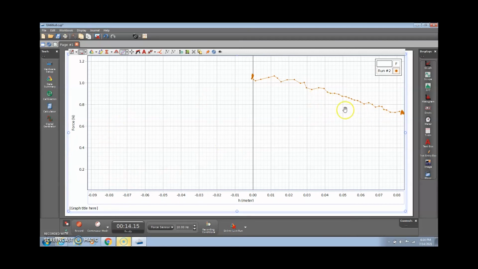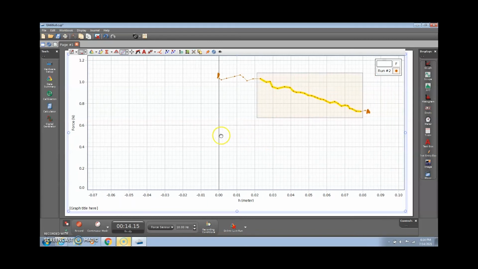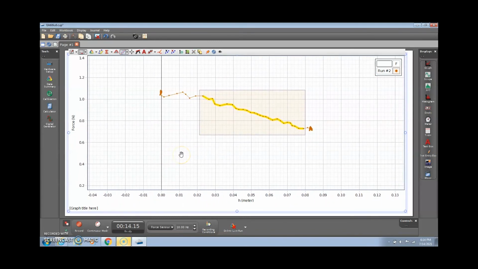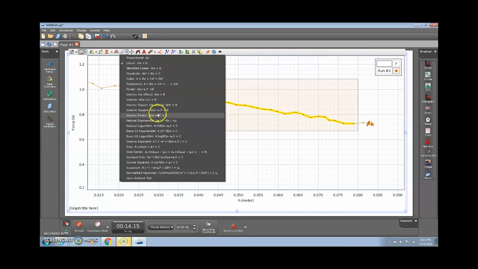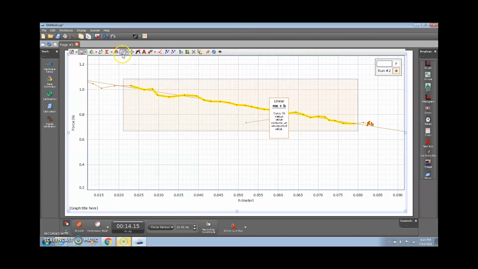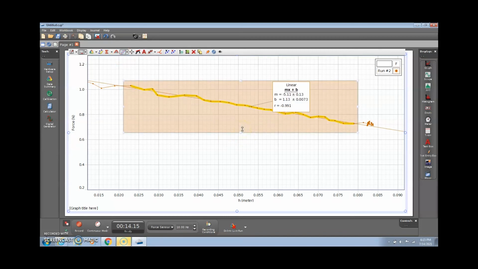Okay, so let's see what the slope of this is. Okay, and I'm going to try to center that. Let me auto scale it. That looks okay. Here's the linear fit. Okay, and so there you have it. There is the slope of the force as it's being submerged into the water.